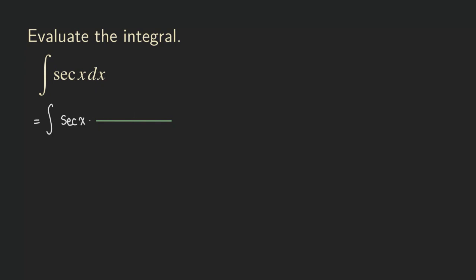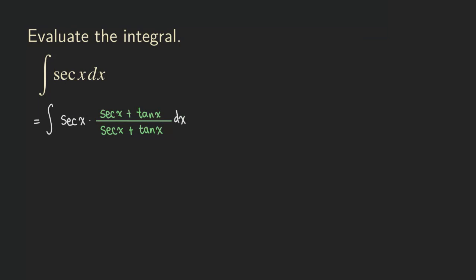By secant x plus tangent x, and then we do the same thing at the bottom, right? If you multiply something at the top, then you would do the same thing at the bottom, so that basically we are not changing the integral, we are just multiplying by 1, and then we have the dx right here.